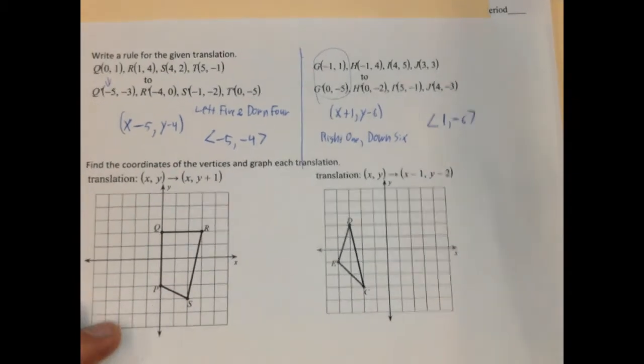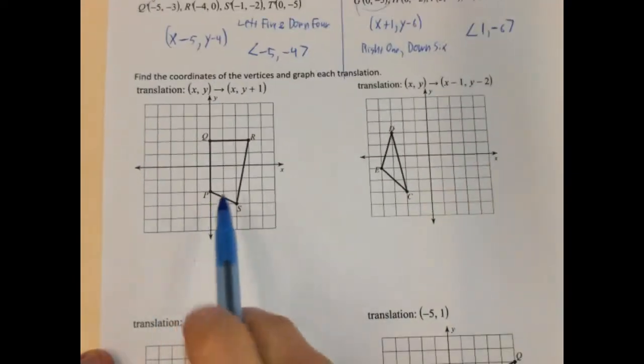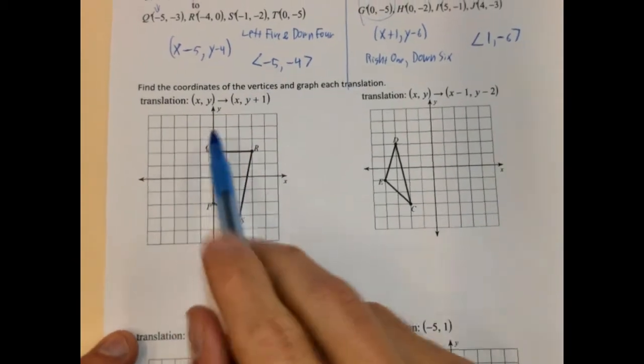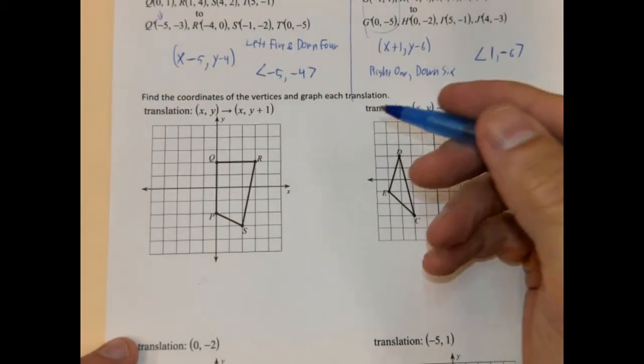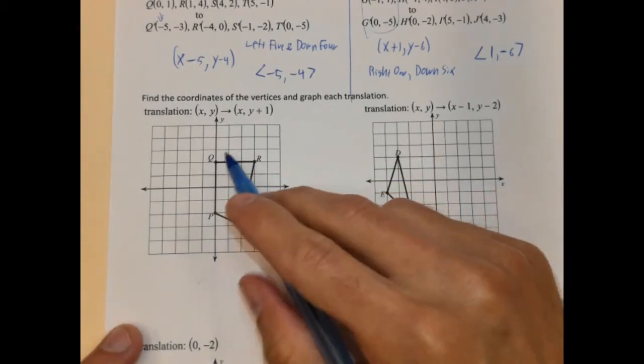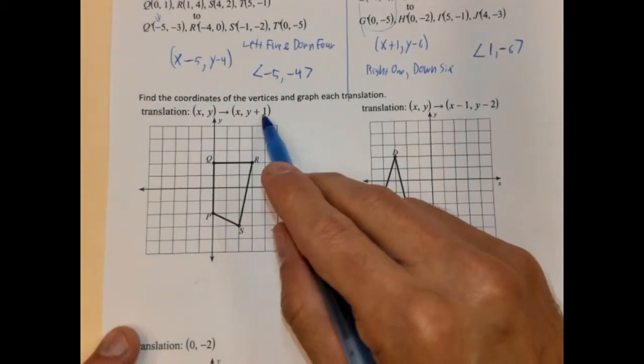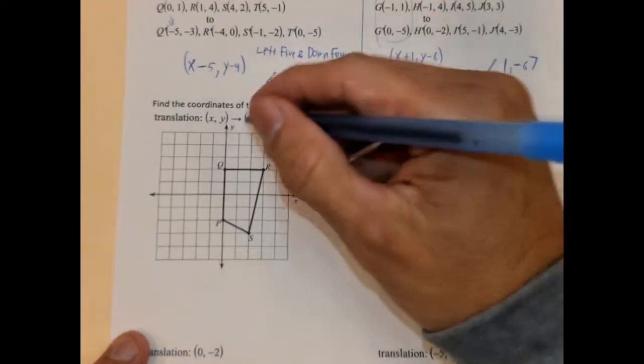Okay. So yeah, now we're going to go ahead and do some more graphing, and we're going to finish it up. So find the coordinates of the vertices of the graph for each translation. Okay, so we're going to try to identify the actual coordinates, but we're going to graph it too. So yeah, we're going to leave x the way it is, and we're going to add 1. So in other words, it's going to shift up. We're going to shift up 1.